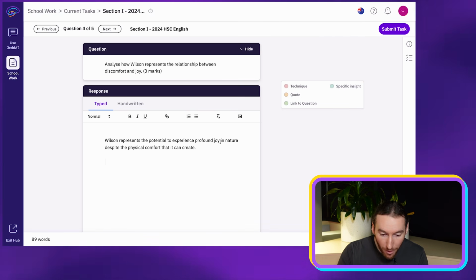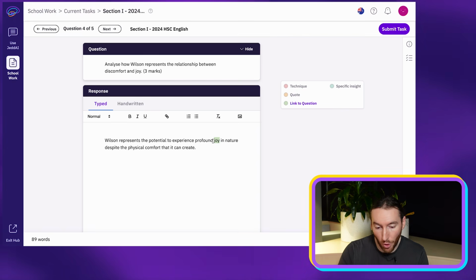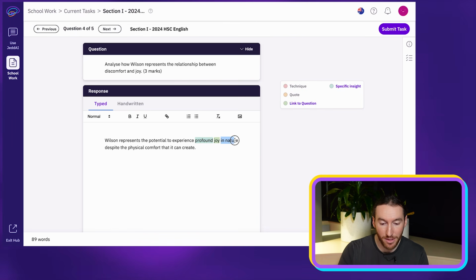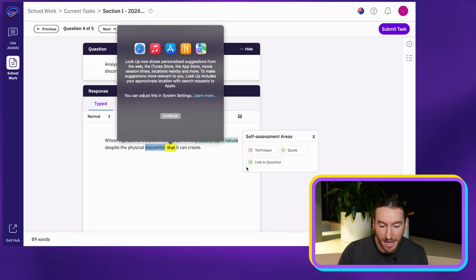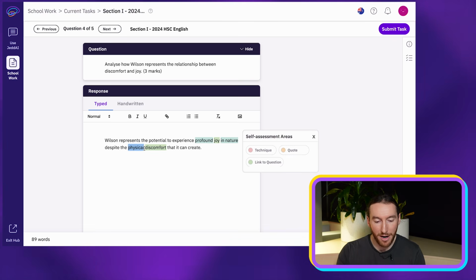Notice how around the word of the question, like here's the exact link to the question, joy, but that's not going to get points. What's going to get points is profound joy in nature. So you're actually expanding on the type of joy and when the joy is experienced, despite the physical discomfort. So again, discomfort's in there. We've got to use the actual word of the question to engage with it and make sure the marker knows we are responding to this.